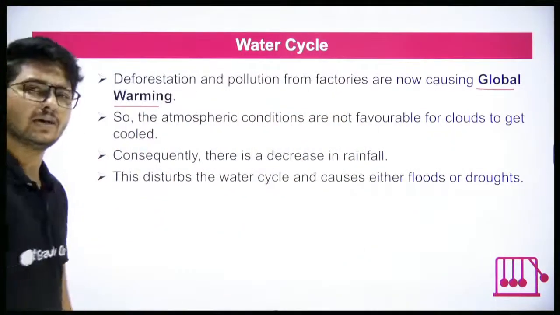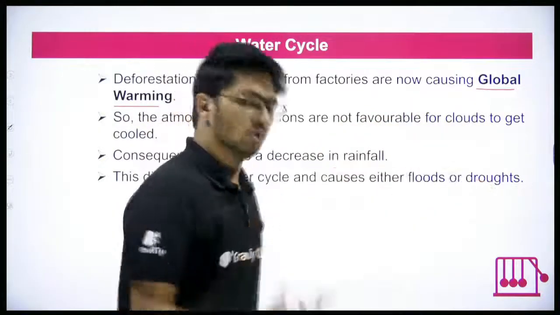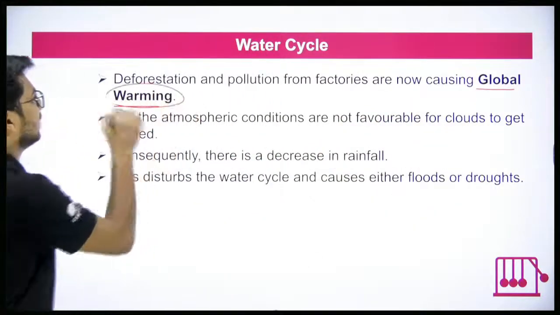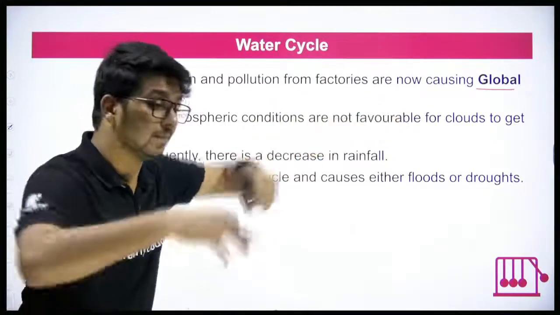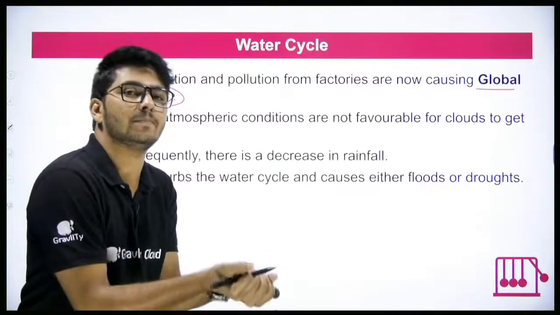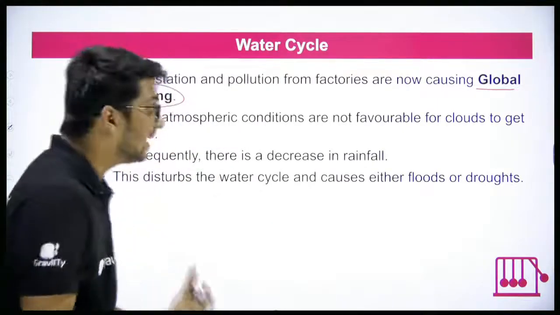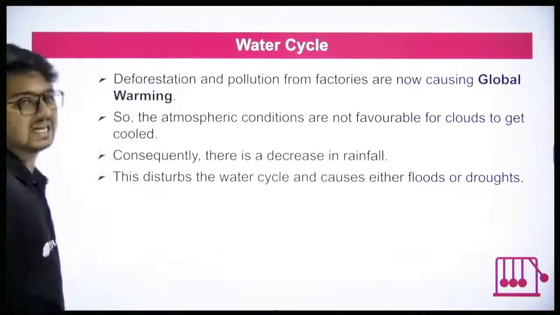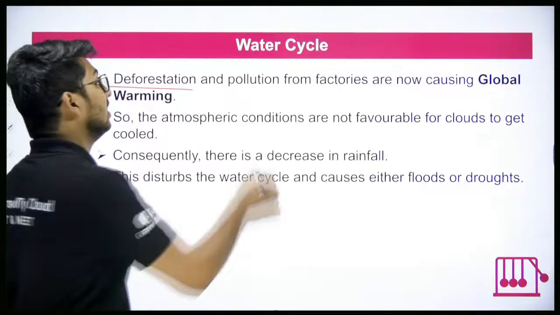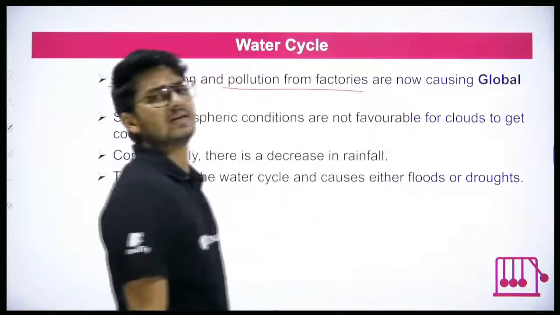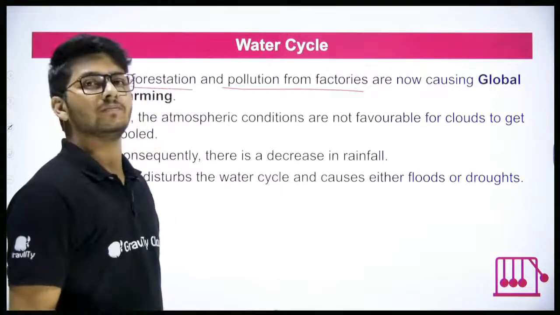What is global warming? Global means the globe, throughout the earth. So throughout the earth it is warming up. Warming means heating, right? So global warming means the complete earth is heating up. It is becoming hotter. Its temperatures are increasing. Why? Because of some activities, many activities by the way. One of them is deforestation and the other is pollution from factories. Not only factories, pollution from vehicles also.